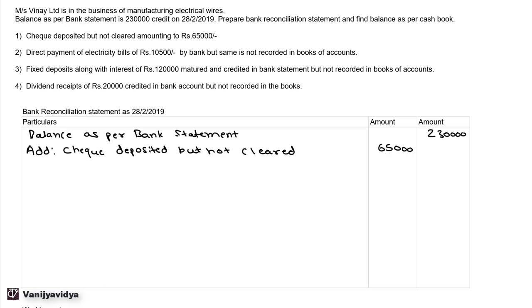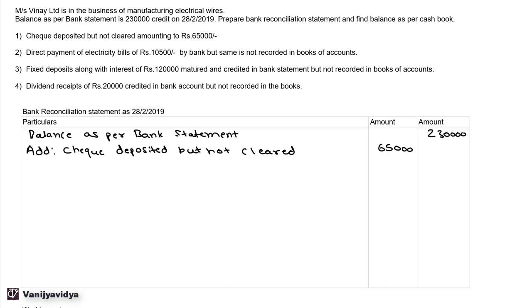Now the next transaction, 2. Direct payment of electricity bills of rupees 10,500 by bank but the same is not recorded in the books of accounts. So there was a direct payment of electricity bills of rupees 10,500 by the bank. So there is a reduction in the bank balance as per bank statement to that extent. But since it's not recorded in the books of account, our cash book balance to that extent is greater than the balance as per bank statement. So we have to add 10,500 in our bank reconciliation statement.